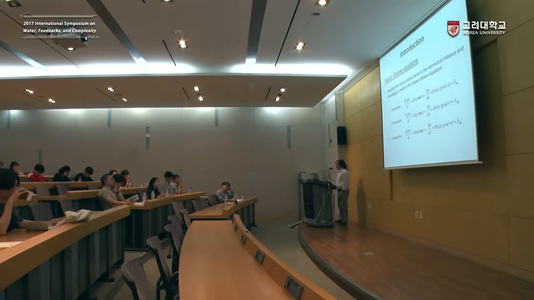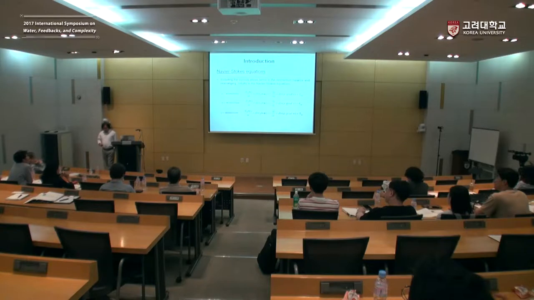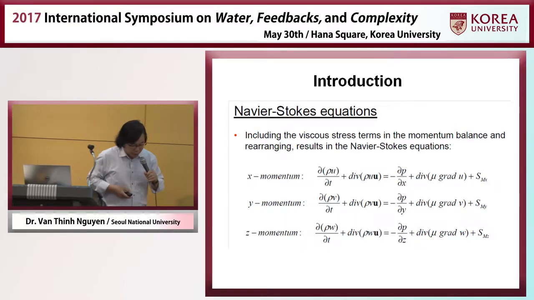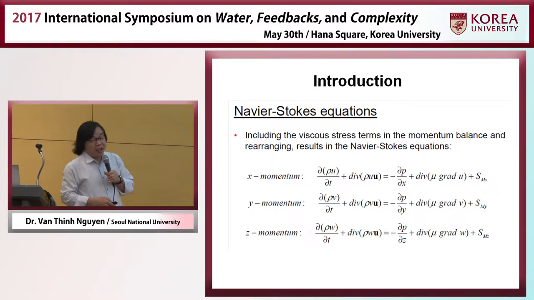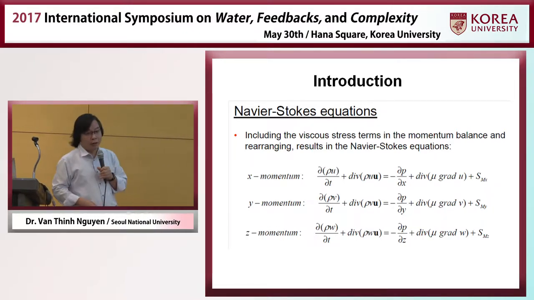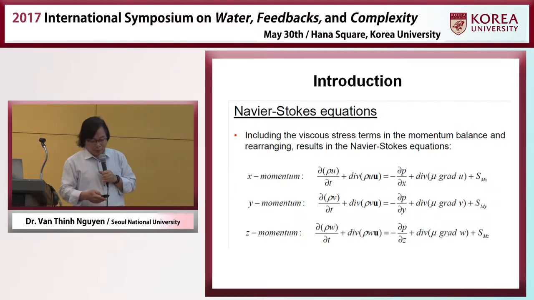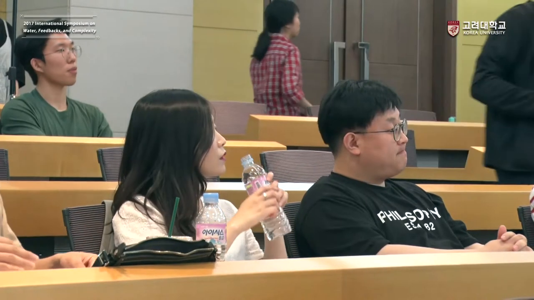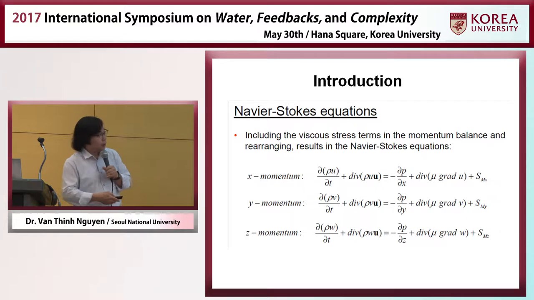Everybody knows the Navier-Stokes equation. It dates from the 1800s and is the foundation of the study of fluid mechanics. It is still a millennium problem, which means that if anyone can solve it, you can get $1 million. It is still a nonlinear and very challenging problem.